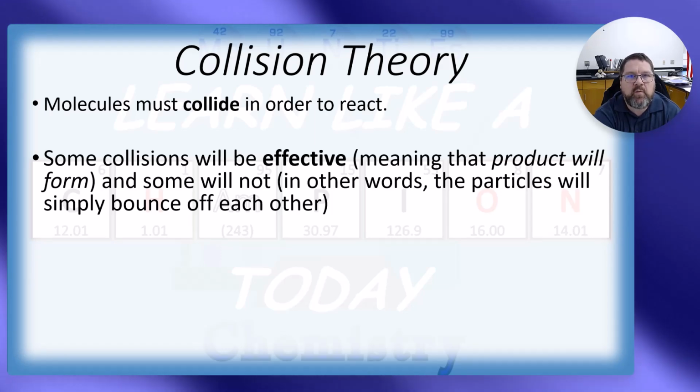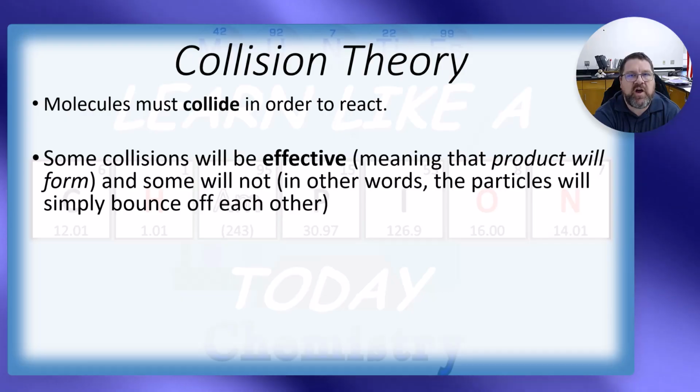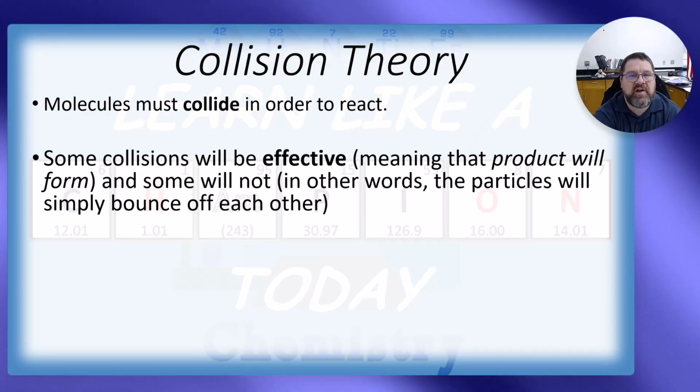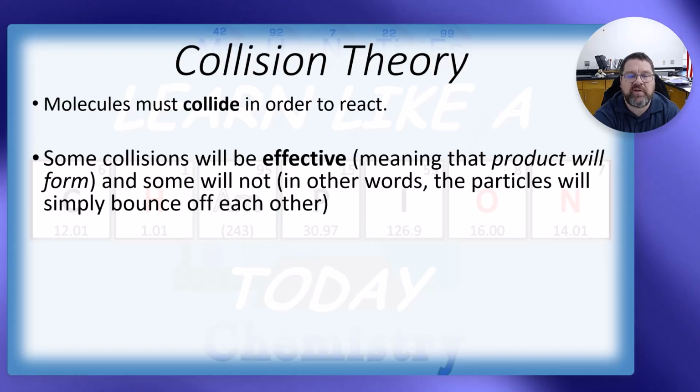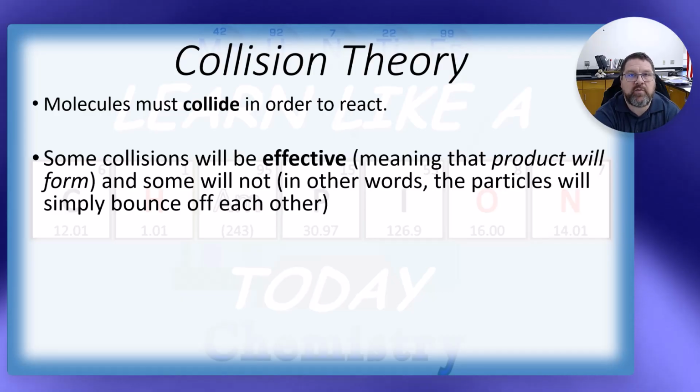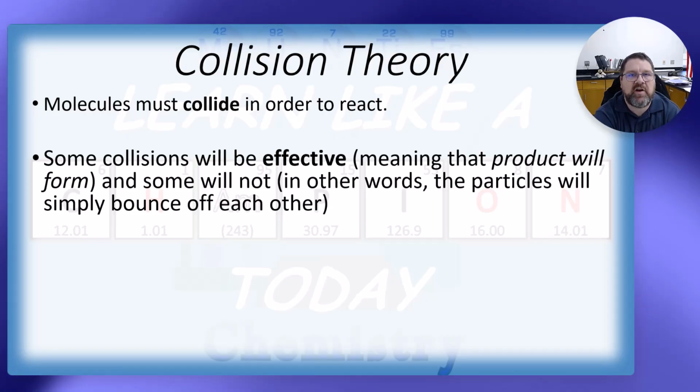What do we mean by that? Well, if two particles collide but they don't have sufficient energy, then they're not going to be able to break existing bonds or potentially form new ones. If they don't collide in the proper orientation, then they're not going to be set up right to make the new connection, the new bond that is desirable.